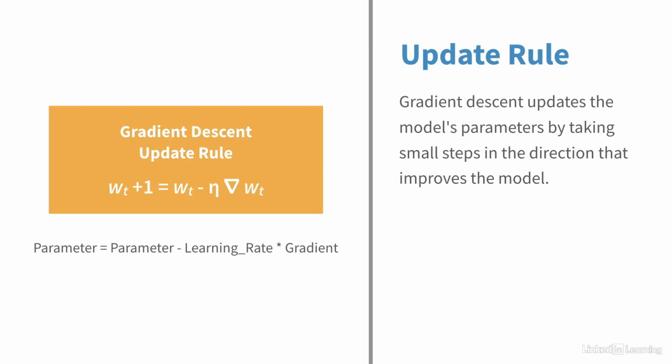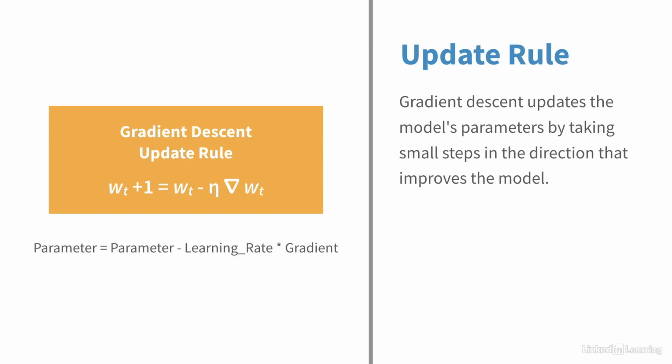The formula you see here is updating your parameters. It's saying that we take the parameter and then we subtract the learning rate times the gradient. In the formula you see here, the W is representing your model's parameters. The eta, which is the N-looking symbol, is the learning rate. And the upside-down triangle, the symbol for gradient, is the gradient of the loss function with respect to the parameters.